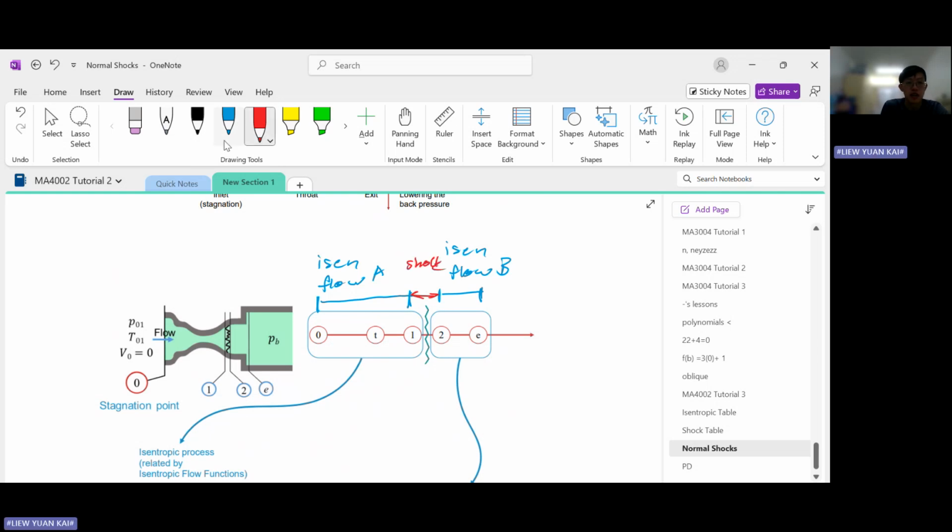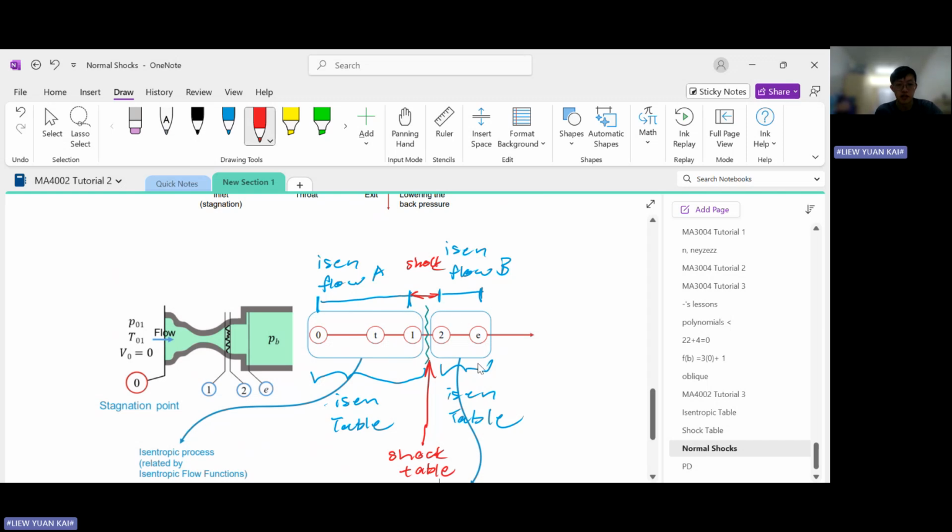So what is my point when I show you this flow? My point is that within this region, you will use the isentropic flow function or the isentropic flow tables. Same here, between 2 and E, you will also use the isentropic flow function or table. However, between 1 and 2, if you want to find any properties, then you have to use the shock tables or the shock flow functions.